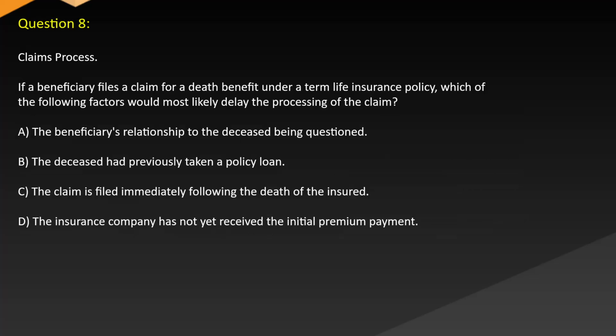Question 8. Claims process. If a beneficiary files a claim for a death benefit under a term life insurance policy, which of the following factors would most likely delay the processing of the claim? A. The beneficiary's relationship to the deceased being questioned. B. The deceased had previously taken a policy loan. C. The claim is filed immediately following the death of the insured. D. The insurance company has not yet received the initial premium payment.